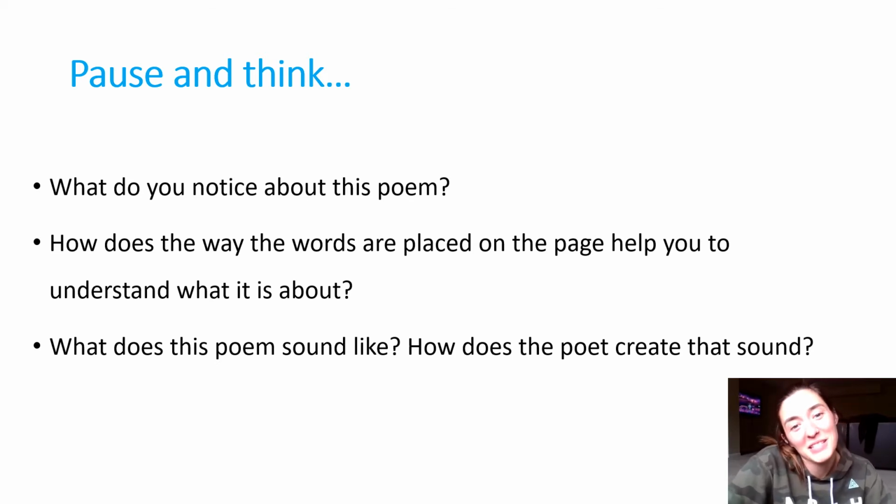You could have also maybe noticed that it sounds a little bit like crickets chirping, if you use your imagination, going back and forth. The poet also repeats the sounds like t and k, tick and talk, right? And then she also repeats the word they. I noticed she repeats that a lot.